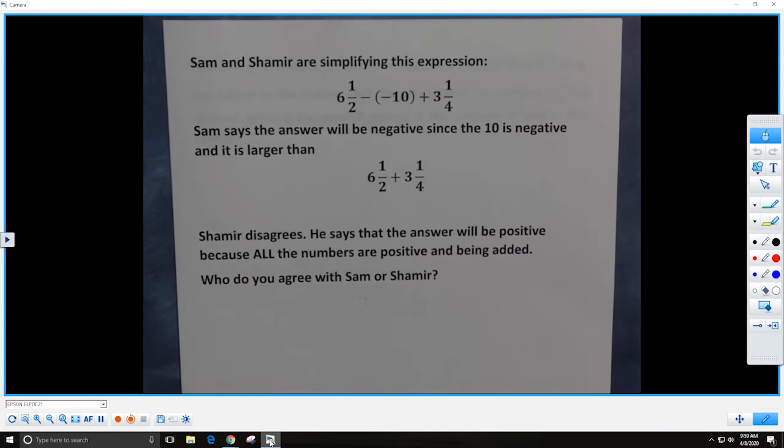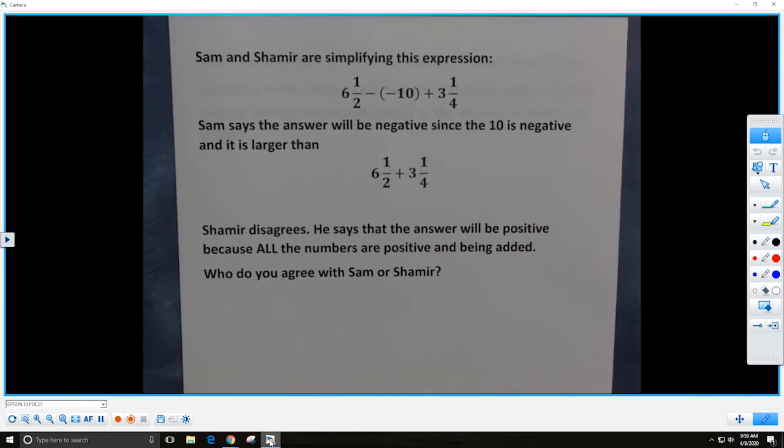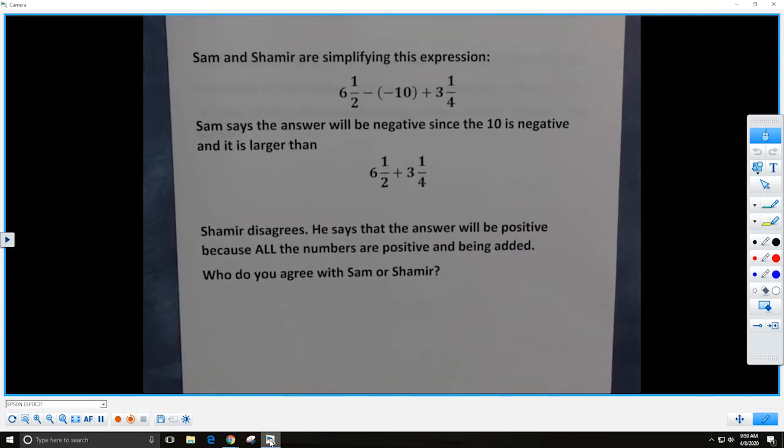Sam and Shamir are simplifying this expression: 6 1/2 subtract -10 plus 3 1/4. Sam says the answer will be negative since the 10 is negative and it is larger than 6 1/2 plus 3 1/4. Shamir disagrees. He says that the answer will be positive, because all the numbers are positive and being added. Who do you agree with, Sam or Shamir?